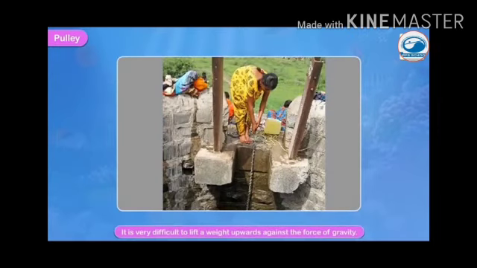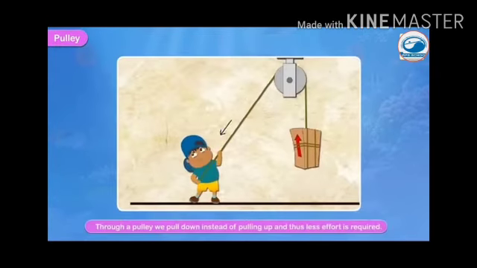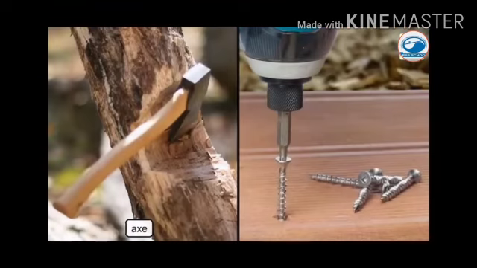It is very difficult to lift a weight upwards against the force of gravity. But through a pulley, we pull down instead of pulling up, and thus less effort is required. Axe and screws are other simple machines or tools we use on a daily basis.